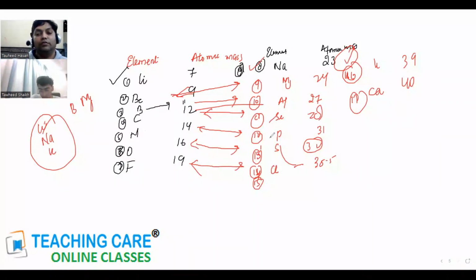Likewise, this magnesium is similar to that of beryllium. Aluminum is similar to that of boron. Silicon is similar to carbon. And likewise potassium is similar to that of lithium, and calcium is similar to that of magnesium. Got it? So every eighth element is the representative of the first element when we arrange them in the increasing order of the atomic mass. Correct?